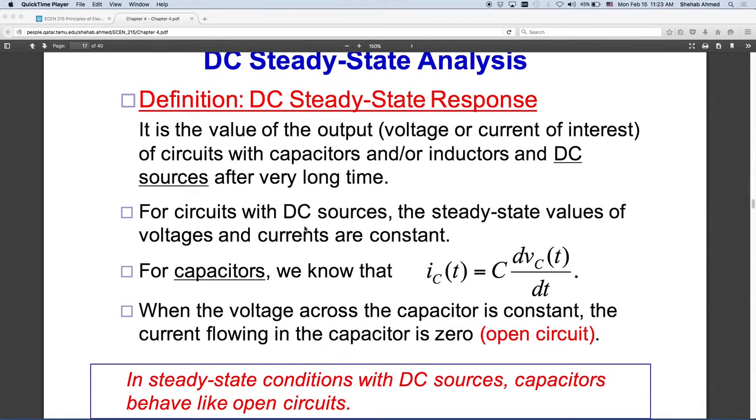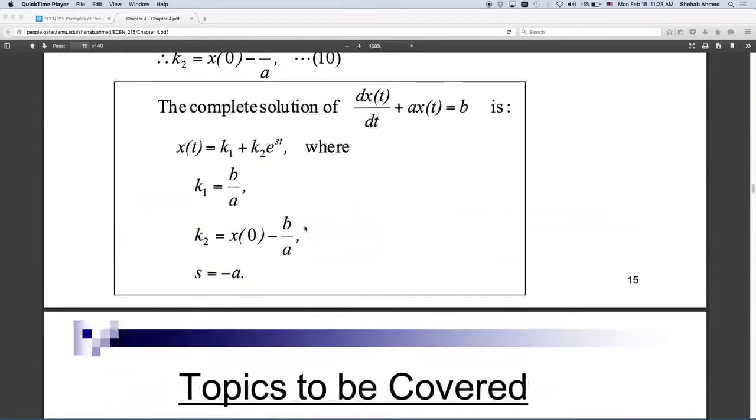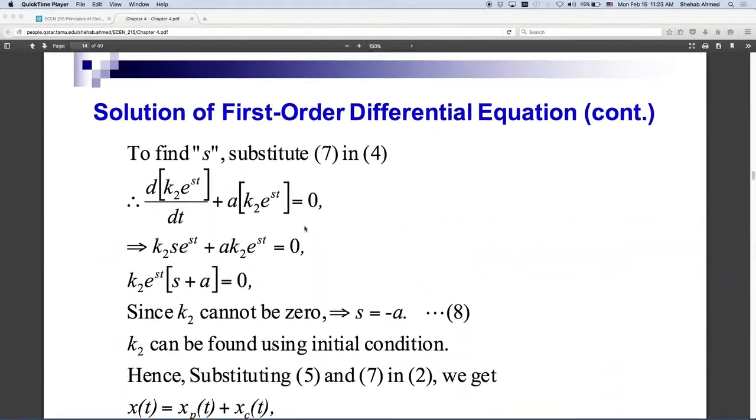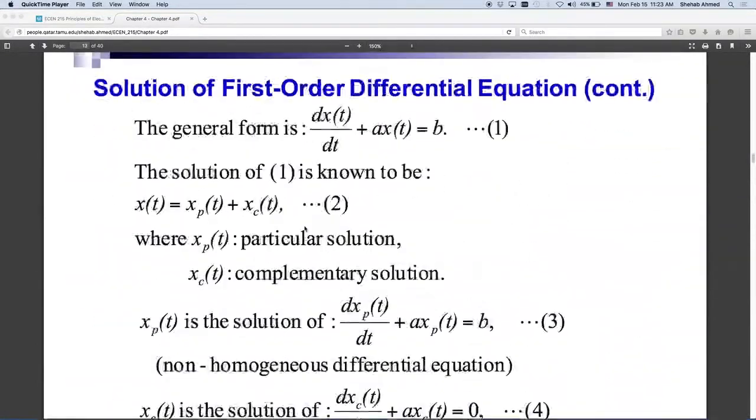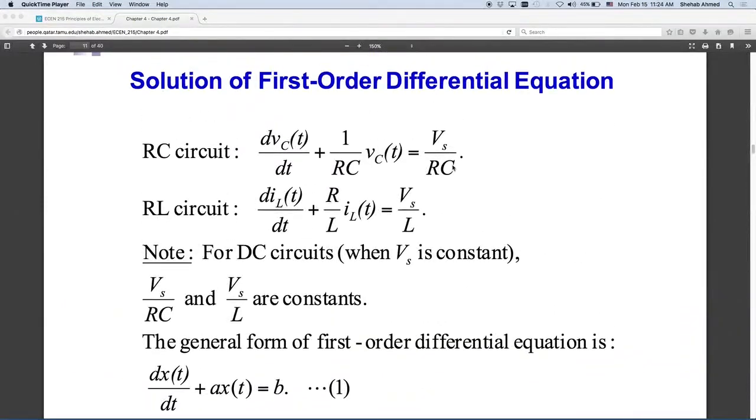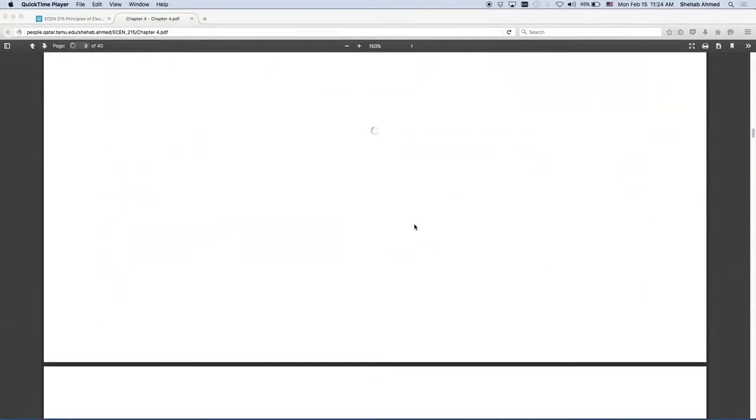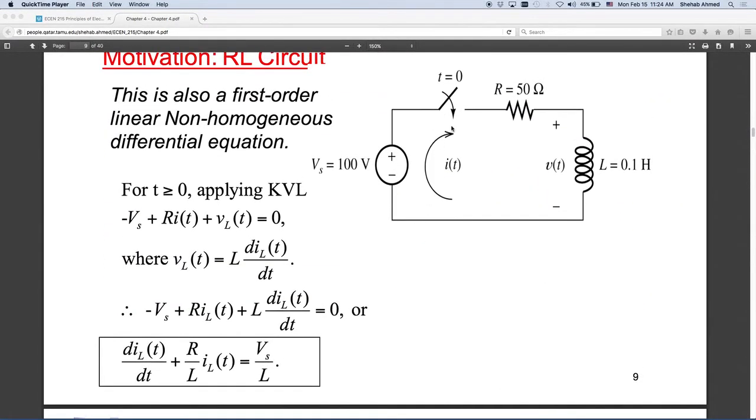Even though I'm using a DC source, we said Vs over RC here, it's Vs over RC and Vs over L. And we were drawing DC sources, right? If we are interested in steady state performance, what does that mean? That means that I've closed the switch in the circuit that we have. This is the circuit that we have. I closed this switch and I left it closed for a long time.